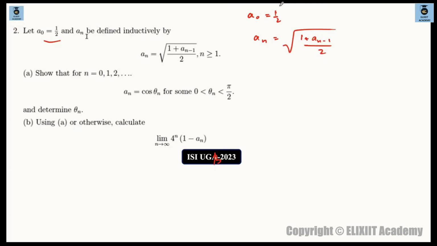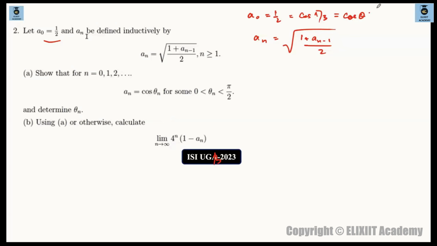अच्छा, ये जो A0 half दे रखा है ना, and they have said you have to show that for n is equal to 0, 1, 2 and so on, an is cos theta n. So cos theta n कहां से आएगा? So let us try to relate with this thing. So ये जो A0 है, which is half, this we can relate with cos theta. What is this? Cos of pi by 3. Cos of pi by 3 is half, and I consider this to be cos of theta.